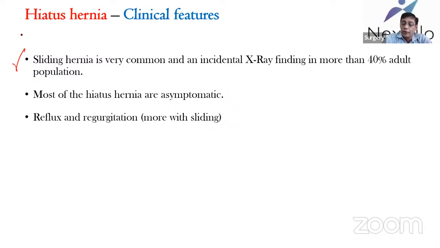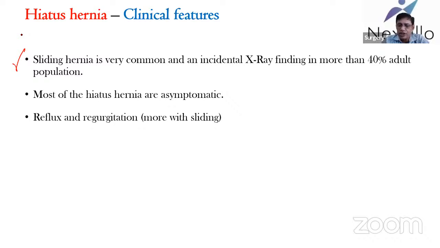So if it does present with clinical features, by far the important ones are reflux and regurgitation. There is a difference between these two things. Reflux means that there is an anatomical or maybe a physiological barrier, and from below this barrier, the contents come above it. This is known as reflux. And regurgitation is when the contents from above itself come back out. So the clinical presentation of the hiatal hernia is reflux and regurgitation. These are two different words.